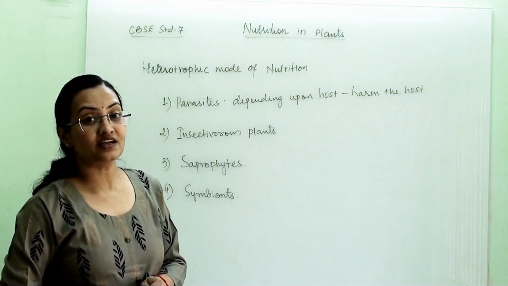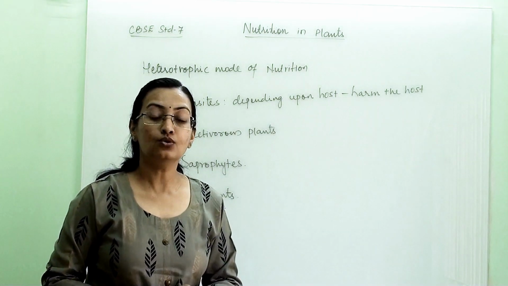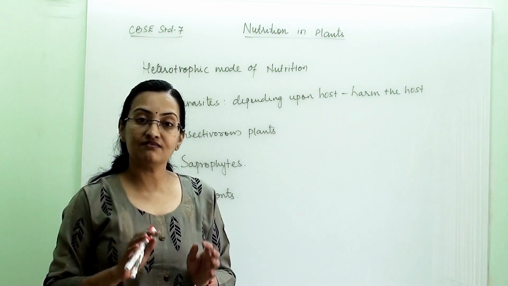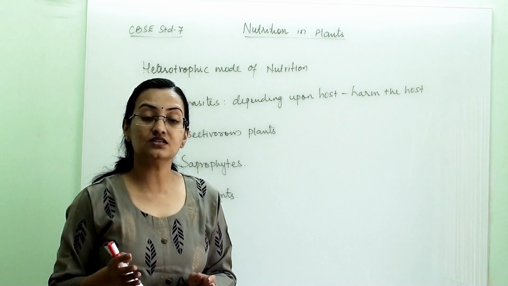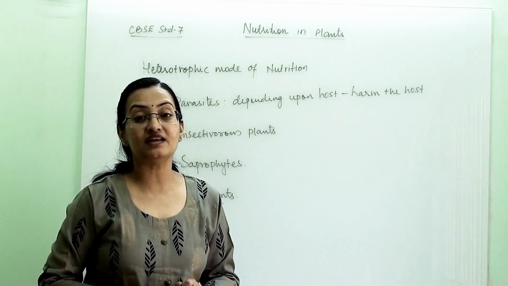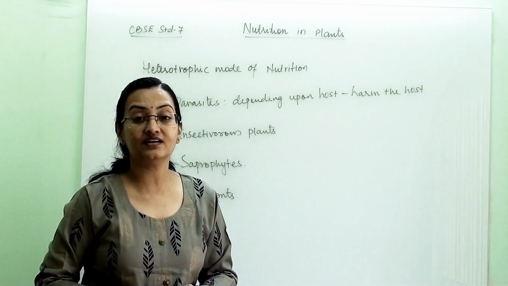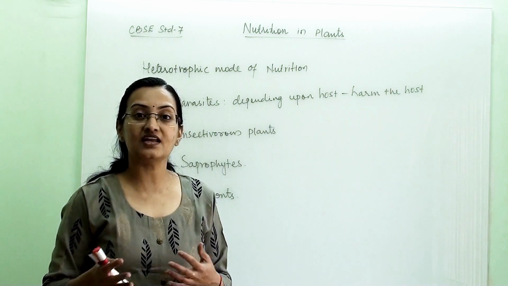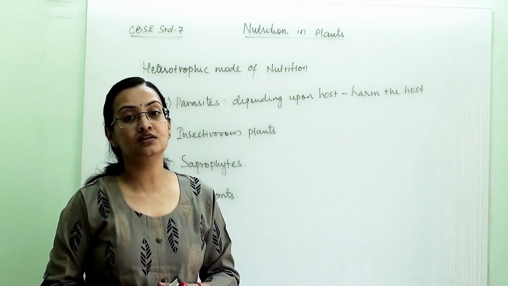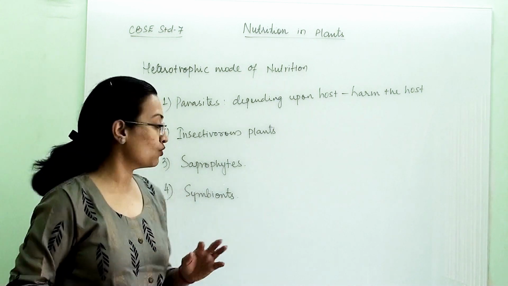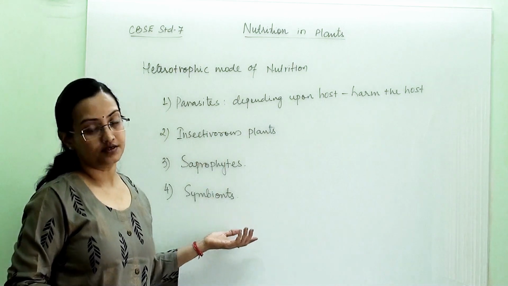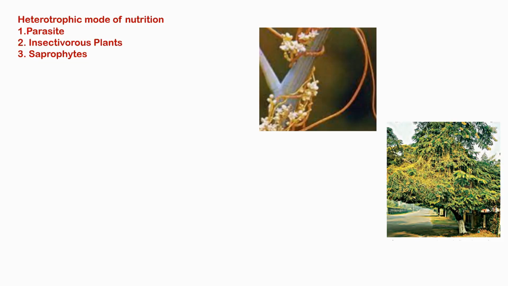And the fourth category of organisms are known as symbionts. Symbionts means two organisms living with each other, and in turn this relationship is beneficial for both of them and they survive together. They share some of their needs and survive together. So now let us talk about each in detail. Let us learn first the parasitic mode of nutrition.